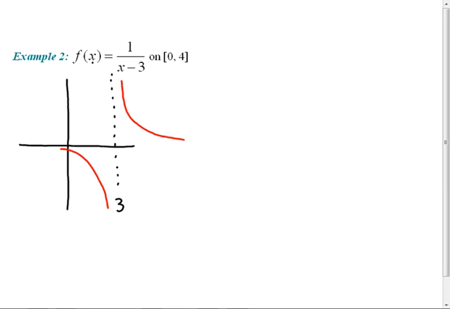Does that mean that the mean value theorem can apply? No, why not? It does not apply because the function is not differentiable at 3. It's not continuous at 3.